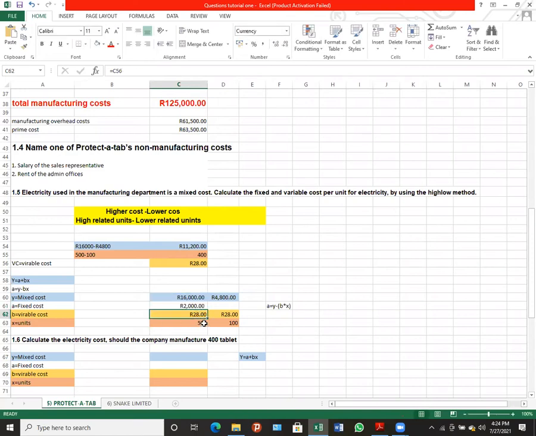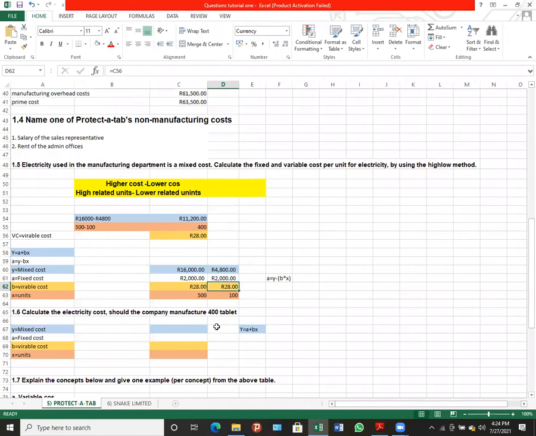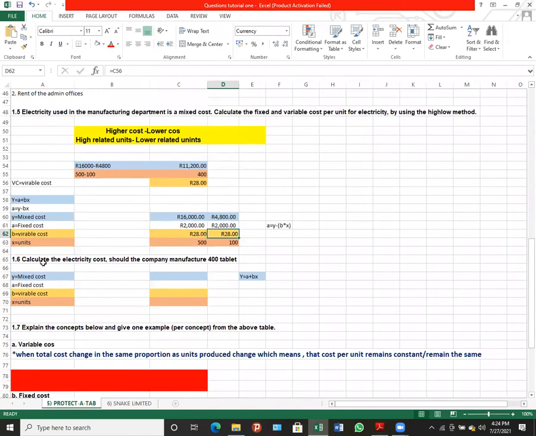I get 2000, right? The same method, Y minus B times X. You see, our fixed cost now, guys, we know our fixed cost is what? It is 2000, and our variable cost per unit is how much? It is 28 rand, right? Here, guys, there's a question under 1.6: calculate the electricity cost should the company manufacture 400 tables.